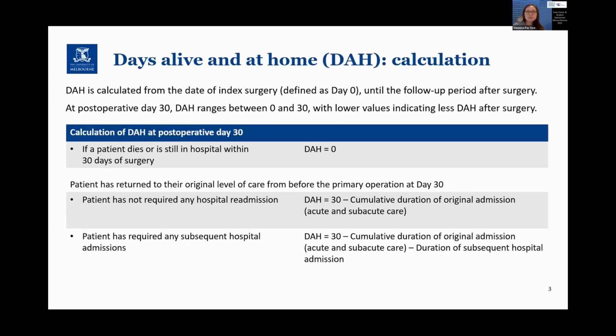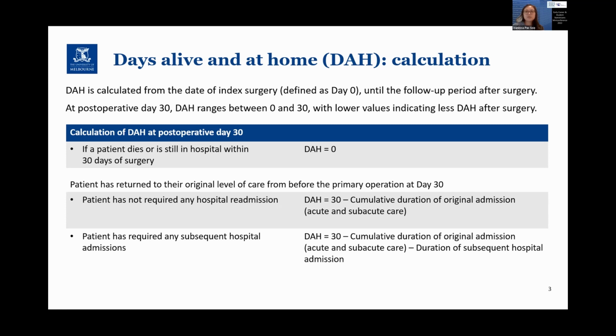Days alive and at home is calculated from the date of index surgery, defined as day 0, until the follow-up period after surgery. At post-operative day 30, days alive and at home ranges between 0 and 30, with lower values indicating fewer days alive and at home after operation. For the calculation at day 30, if a patient dies within 30 days of surgery, irrespective of whether they had spent some time at home, days alive and at home is scored as 0. If a patient is still in hospital within 30 days of surgery, days alive and at home is also scored as 0.